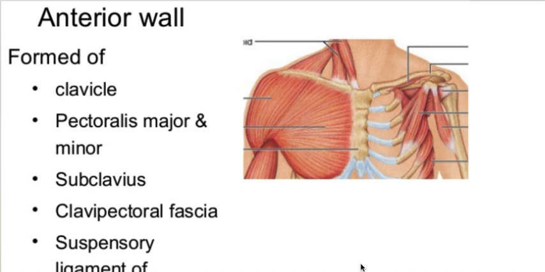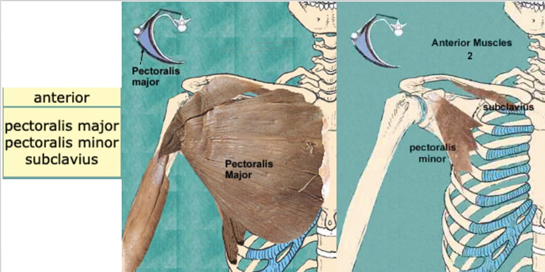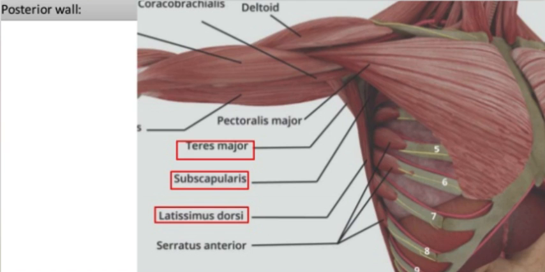Right. So the anterior wall, this is the axilla. When we remove it, you will find the anterior wall formed by the clavicle, the pectoralis major and minor underneath it, the subclavius underneath it, and then we have the clavipectoral fascia, underneath which we have the suspensory ligament of the axilla. Right. So the anterior wall is more clear over here, which is formed by the pectoralis major. When we remove this, we find the pectoralis minor and the subclavius, and all these three muscles are forming the anterior wall of the axilla.